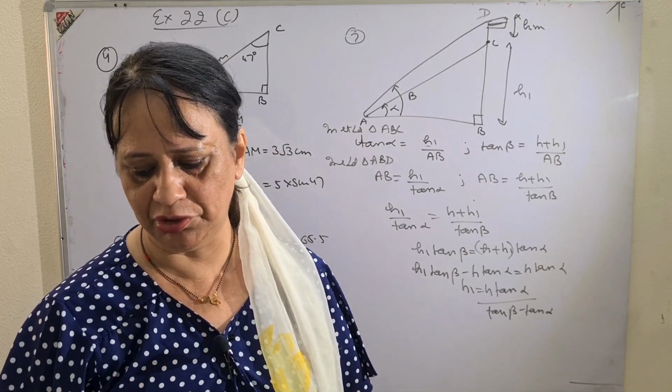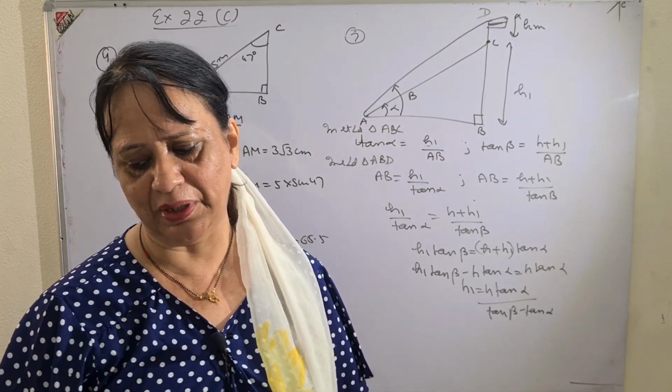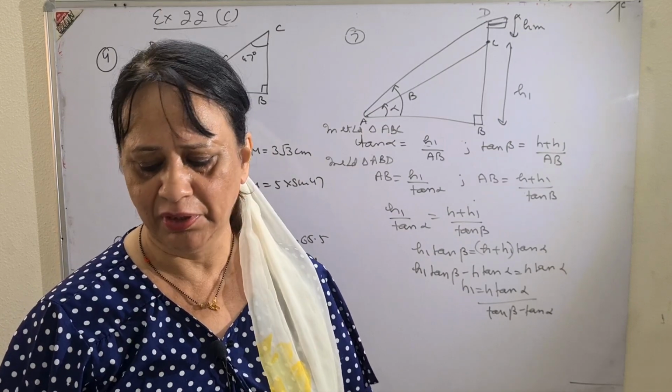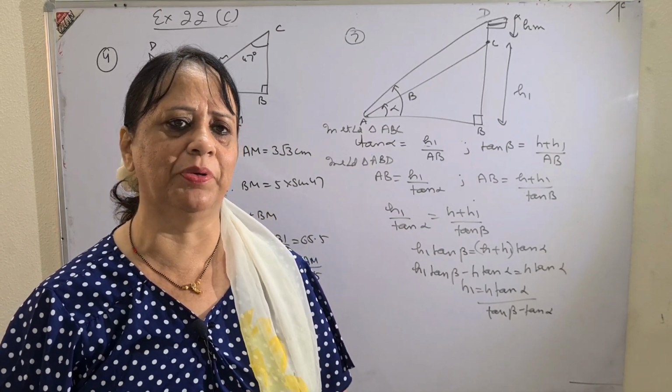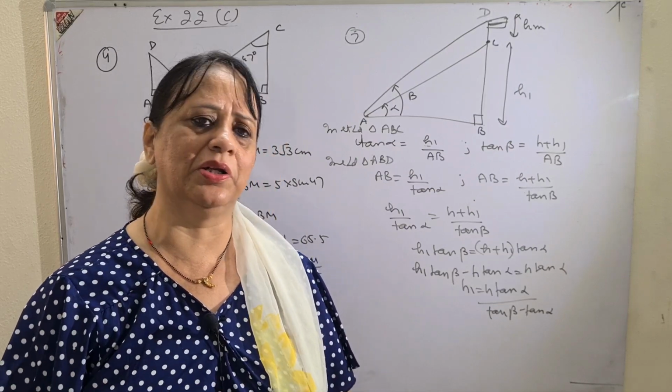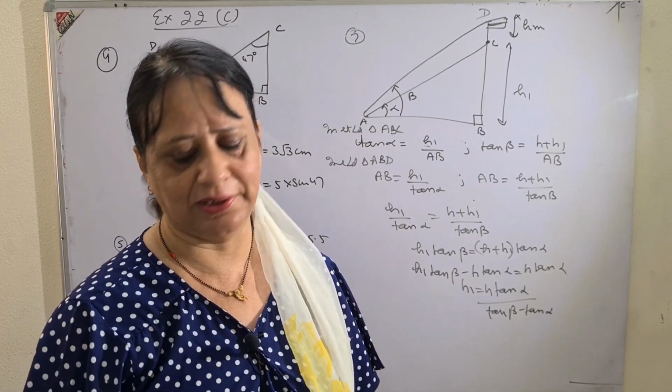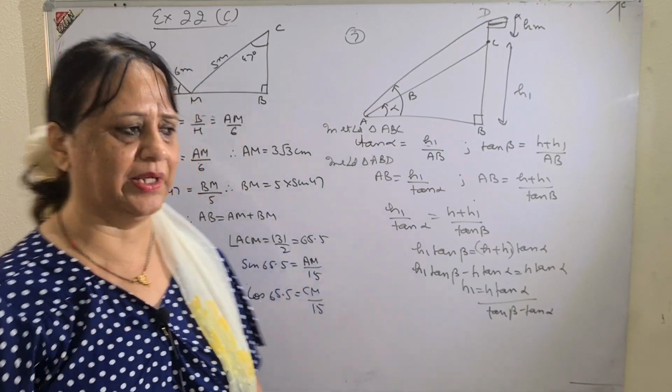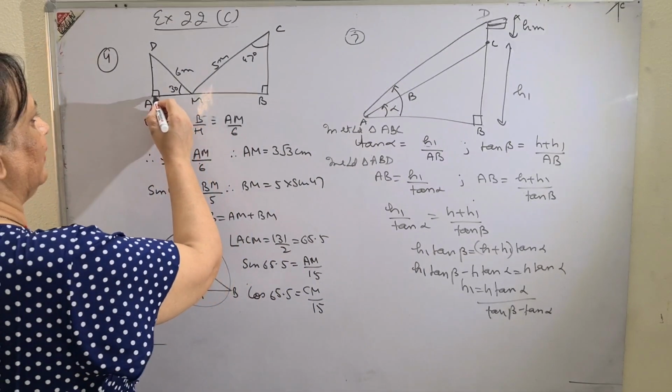So coming to exercise 22c, the fourth and fifth sums are very easy. I'll just give you the hint of that. The first three sums are exactly examples of solution of right angle triangles. You go through them, not very important, but if you are not able to do them, you can ask. Coming to question number 4, again a very easy sum. You have to find the value of AB.